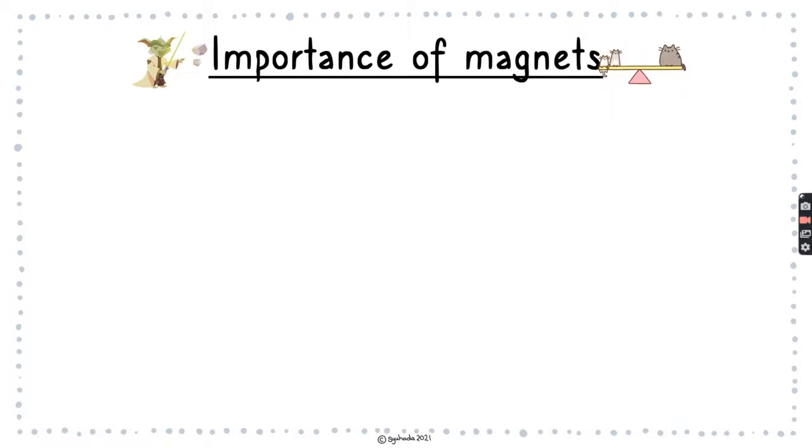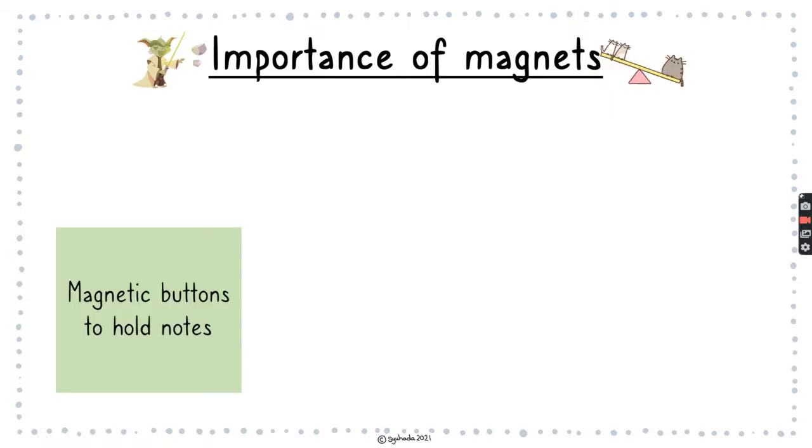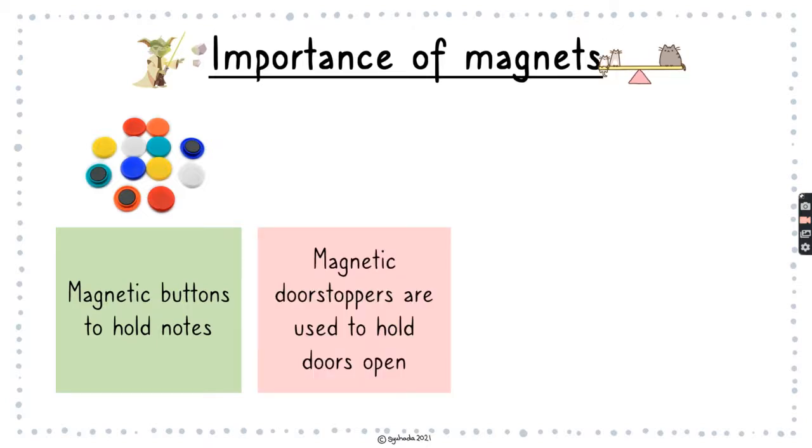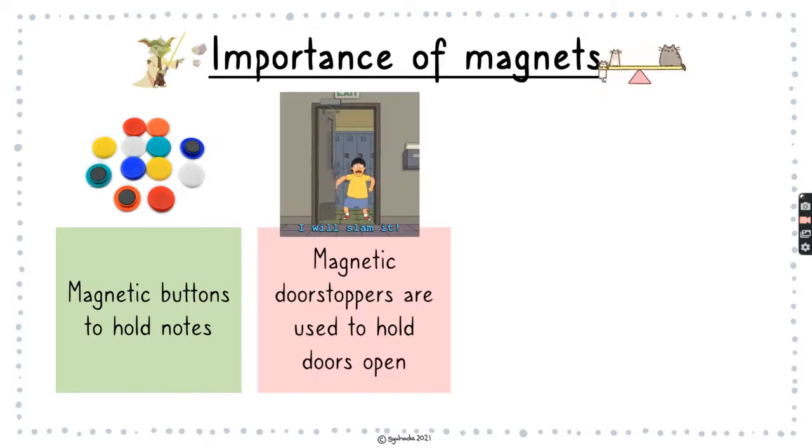So what is important about magnets? Magnets are important for daily purposes and also some other big purposes as well, but we're going to look at the daily ones today. Firstly, magnetic buttons to hold notes. This is a daily use of magnets. We have magnetic door stoppers that help to hold doors open so that you don't slam your door. If you can see at the top here, that is the magnetic door stopper.